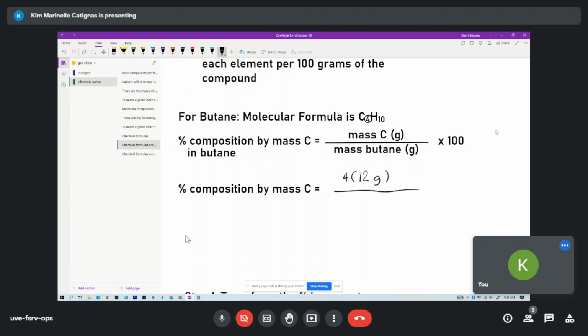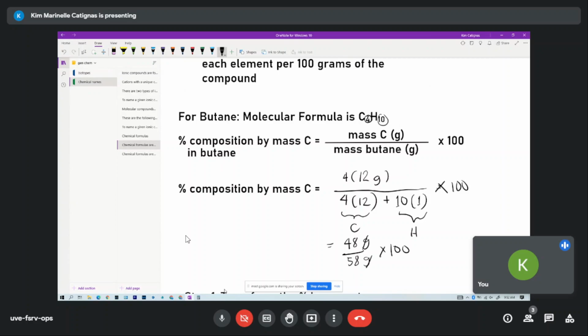So, mass ng butane is 4 times 12. Ito po yung mass ng carbon. Then, add tayo ng 10 kasi yung molecule ng hydrogen, times 1 dahil 1 yung molar mass ng hydrogen. Okay, so if we will simplify this, we are going to get 48 divided by 58. Yung grams kasi na makukuha natin, makakancel yan. Then we will multiply this by 100.